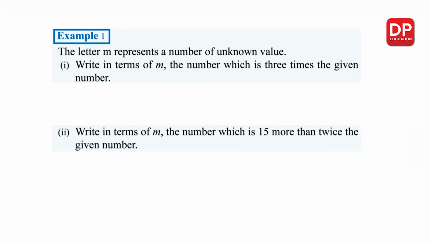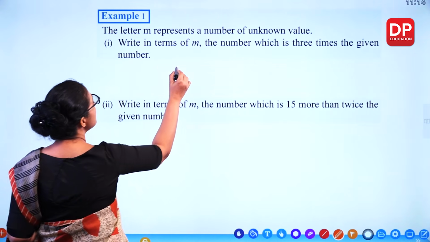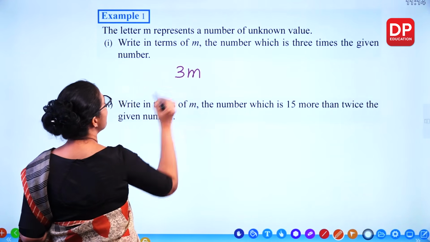Now we'll look at the exercises and examples in your textbook. Example number 1. The letter m represents a number of unknown value. Write in terms of m the number which is 3 times the given number. 3 times the given number means 3m.